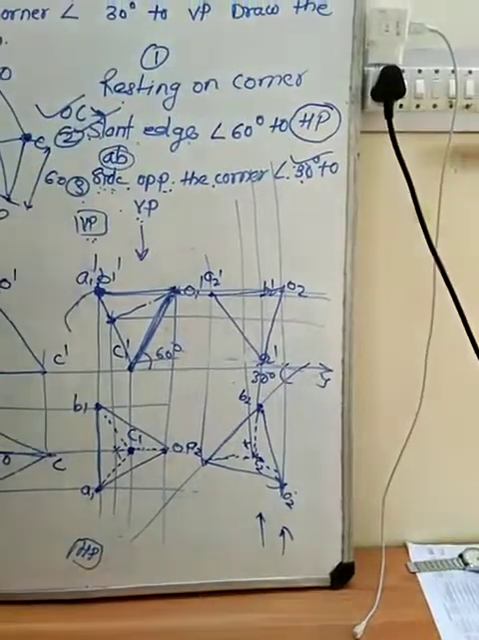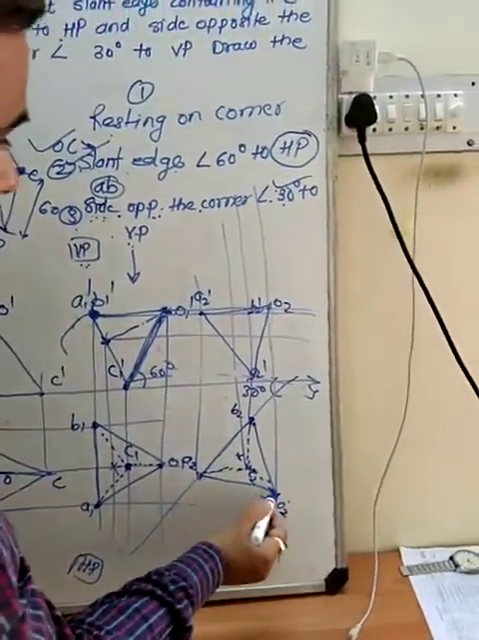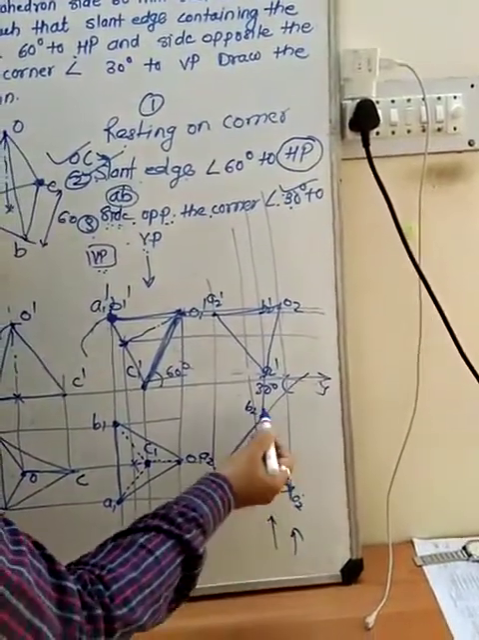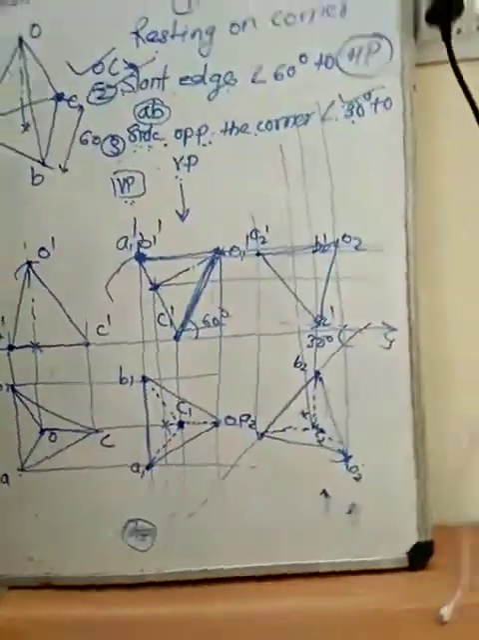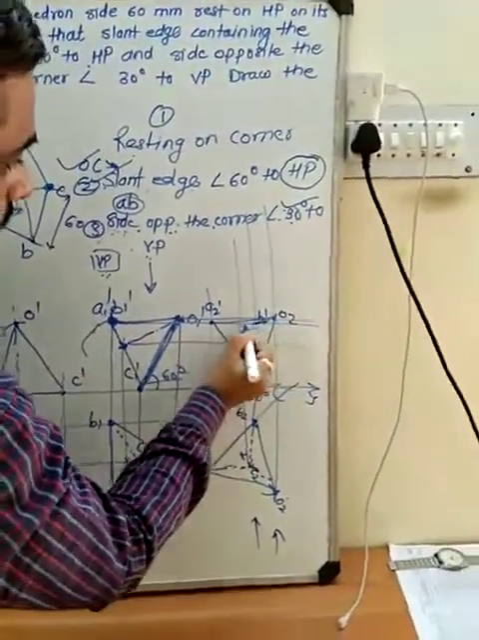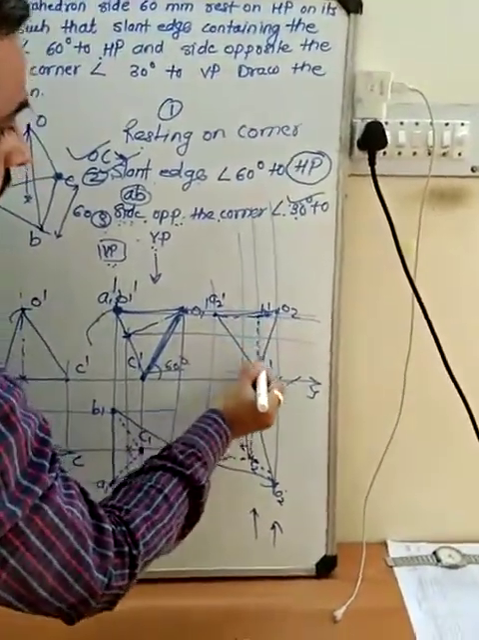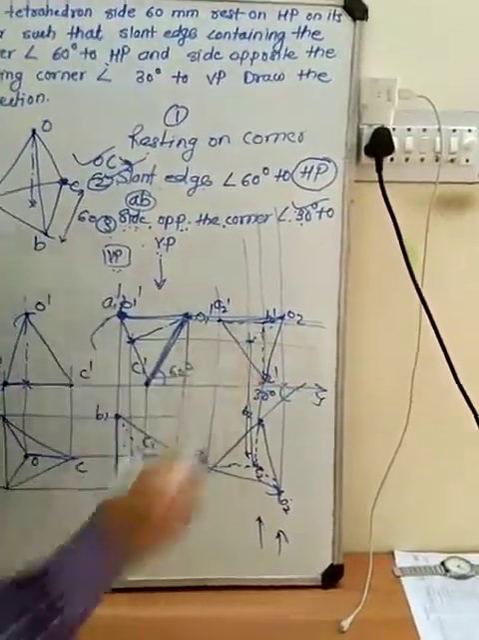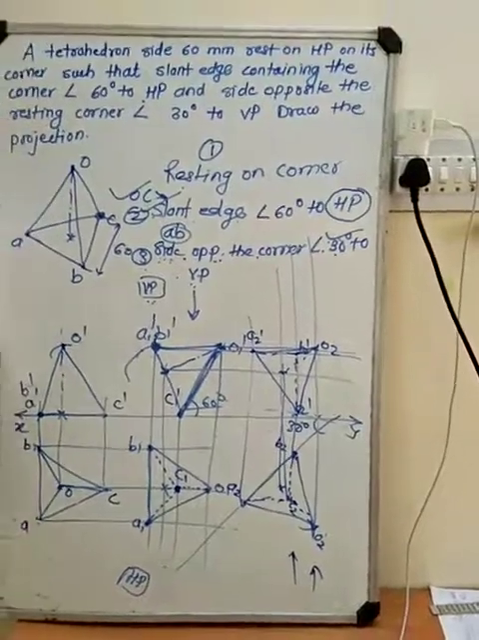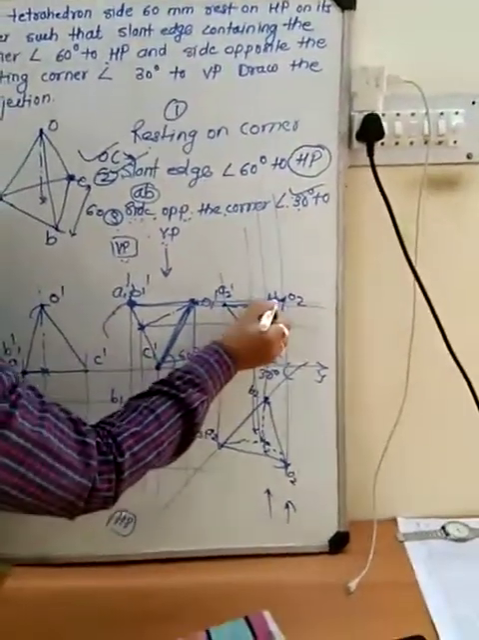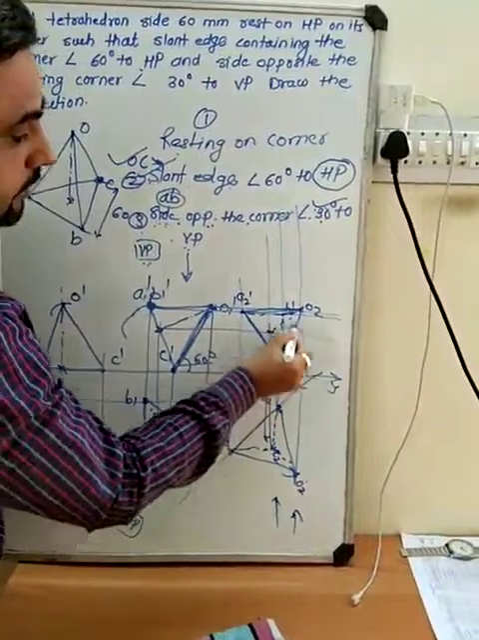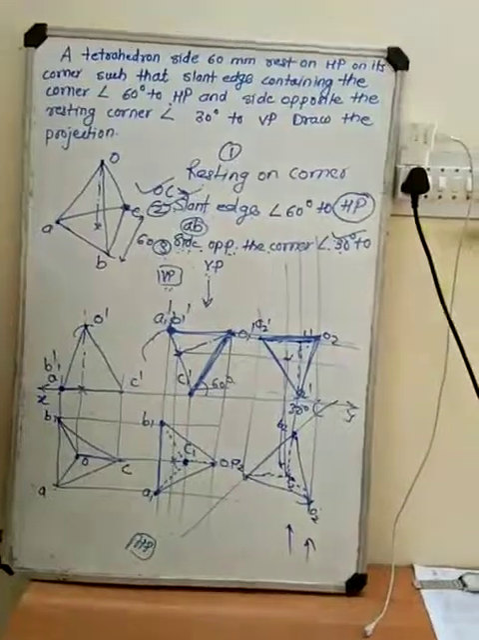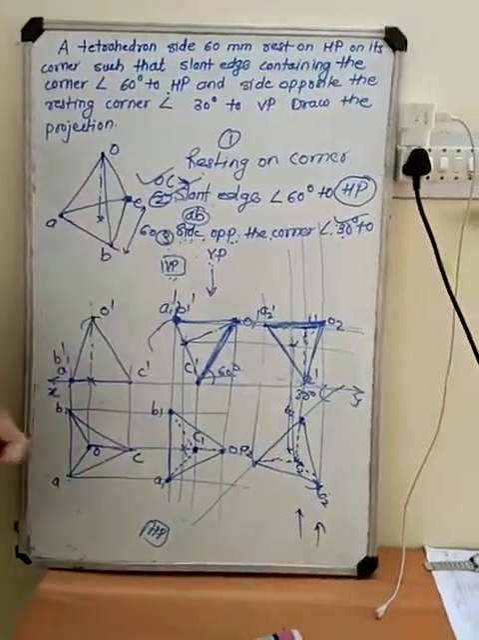Now observing the view from the opposite direction, AO should be dark as it is. And what about BO? BO is not visible to you, so BO should be dotted, and this is dotted. So all these are dotted, and the axis is here. So this is your final projection of the solid, and all the other lines are dotted. So this is the projection of the tetrahedron.